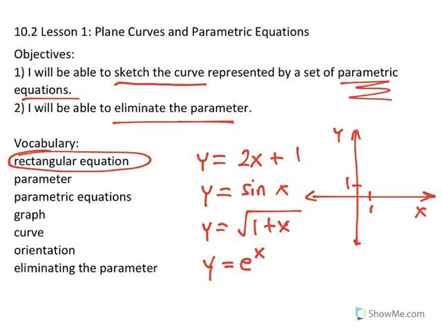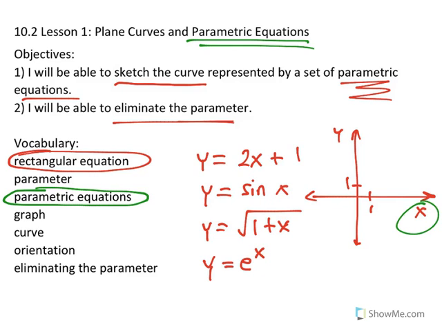Today we're learning about parametric equations. So when you have a set of parametric equations, you have one parametric equation that tells you the x-coordinate of a point, and another parametric equation that tells you the y-coordinate of a point. So you have a set of two parametric equations, and you have a third variable in addition to x and y, which are two variables. That third variable is called the parameter.